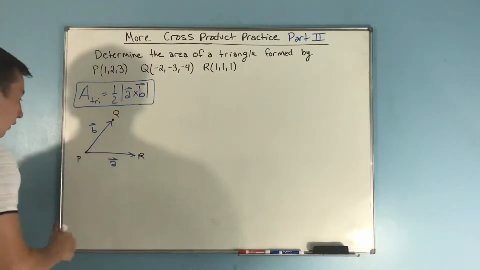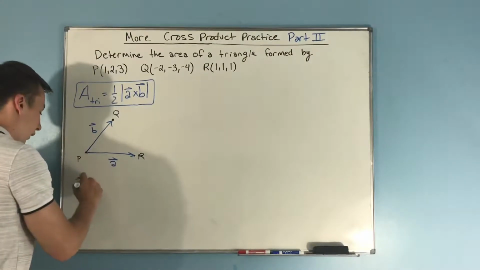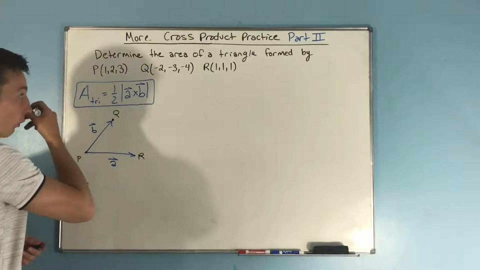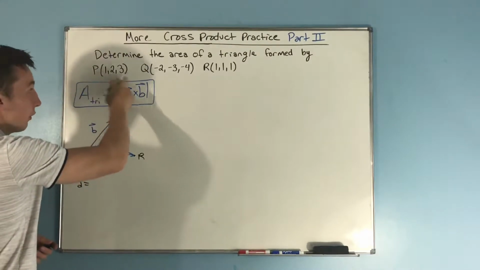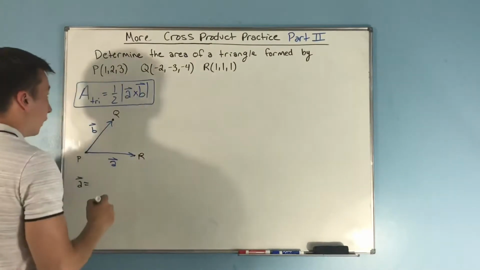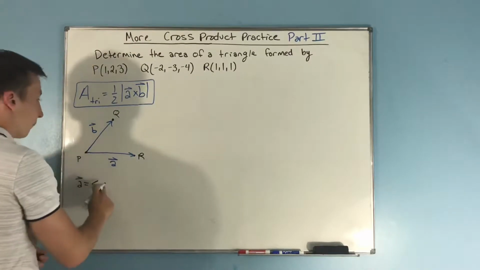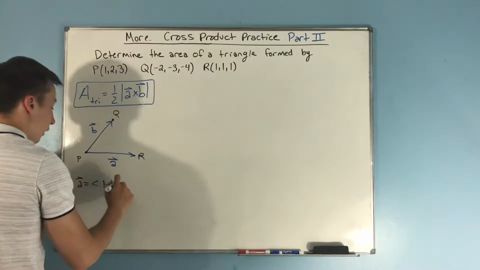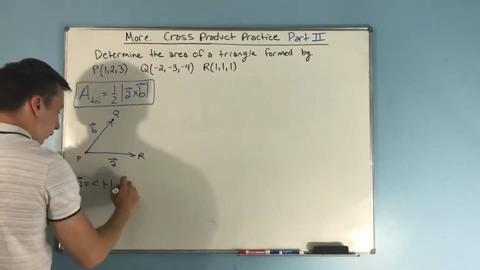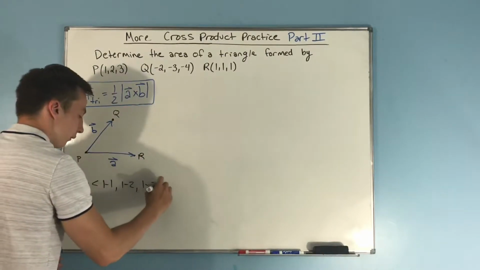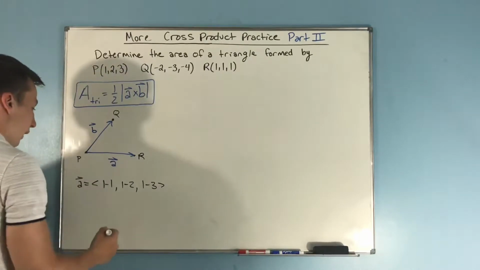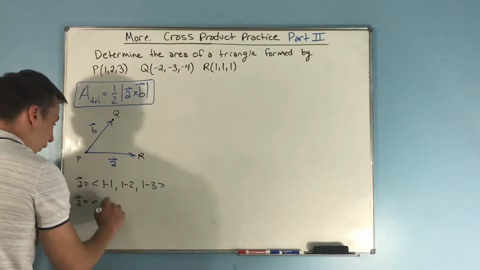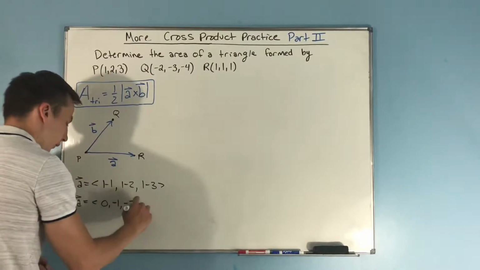Vector A is going to be the vector from point P to point R. Point P is (1, 2, 3) and point R is (1, 1, 1). So we're going to have the vector 1 minus 1, comma 1 minus 2, comma 1 minus 3. That will be vector A, and that's going to equal (0, -1, -2).